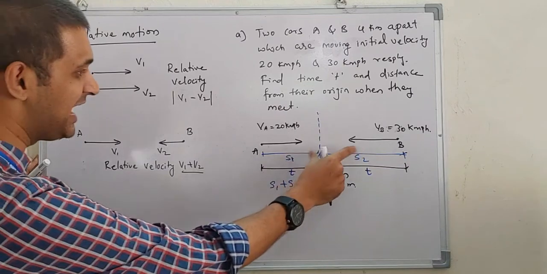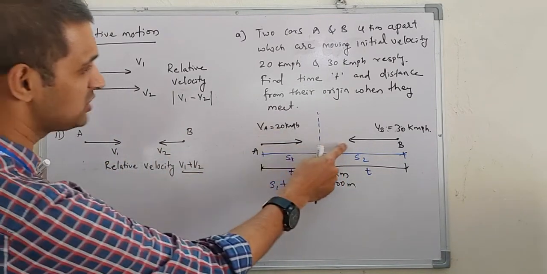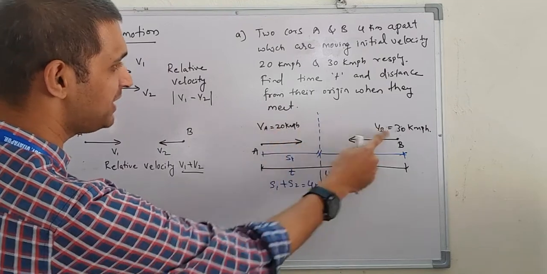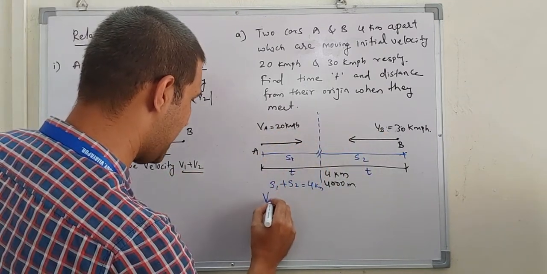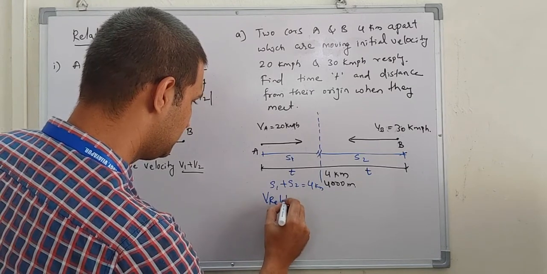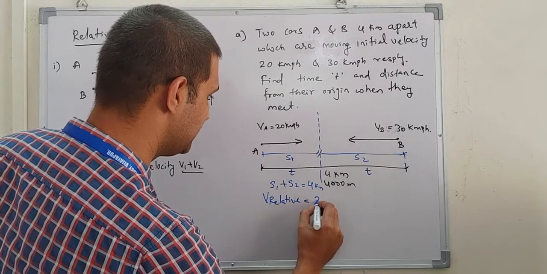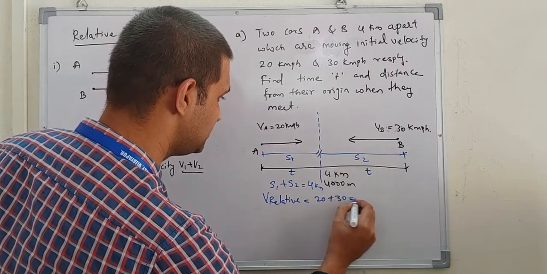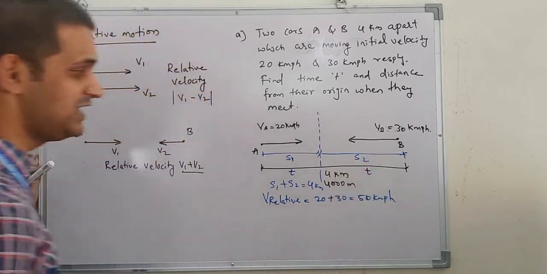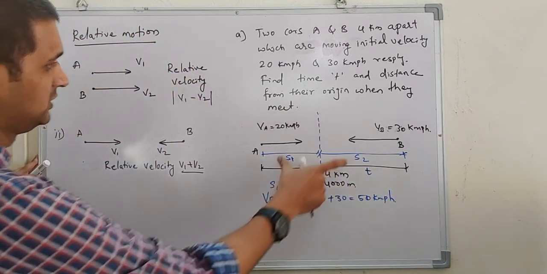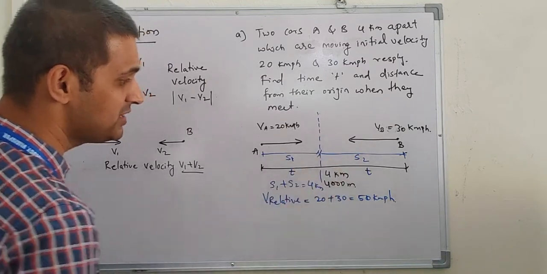But what will be the relative velocity? Since they are moving towards each other, their relative velocity becomes how much? VA plus VB, that is V1 plus V2. I'll call it VR. Relative velocity becomes VA plus VB, that is 20 plus 30, which is 50 kilometer per hour. So they are relatively traveling at a velocity of 50 kilometer per hour.